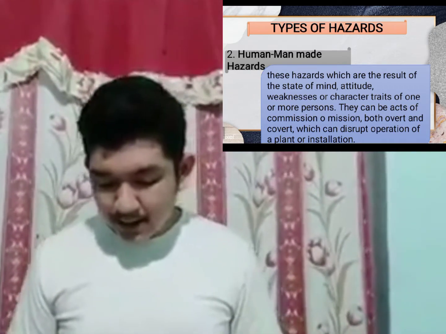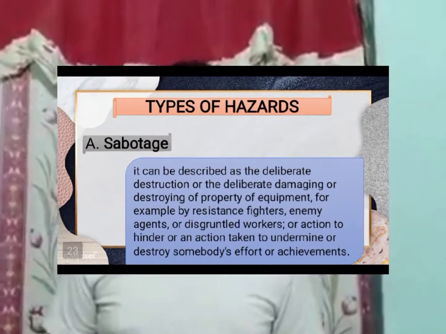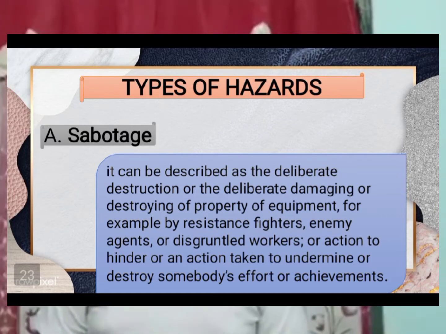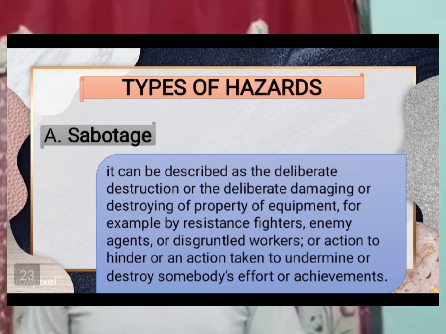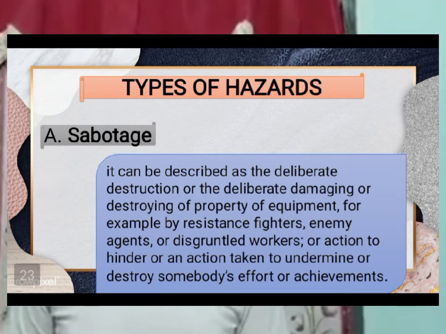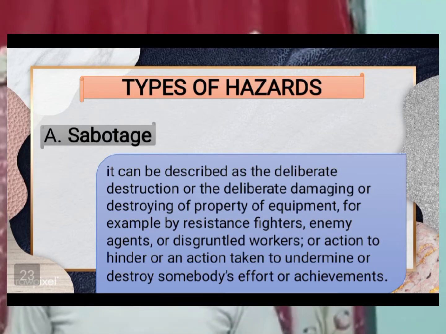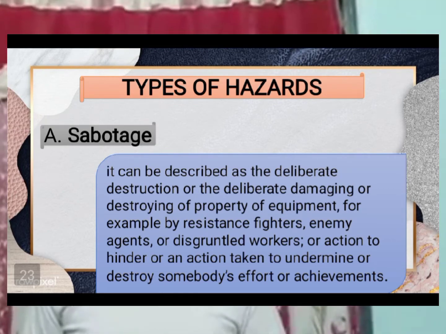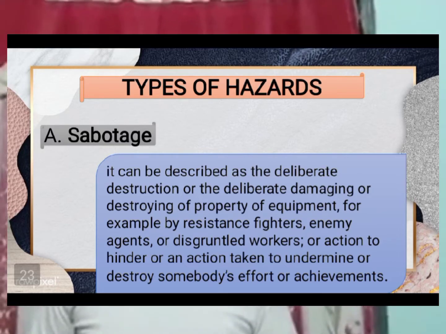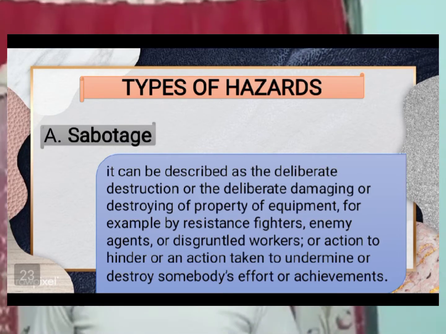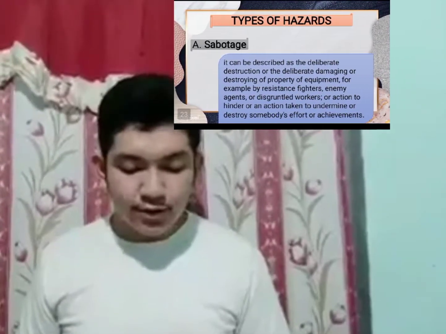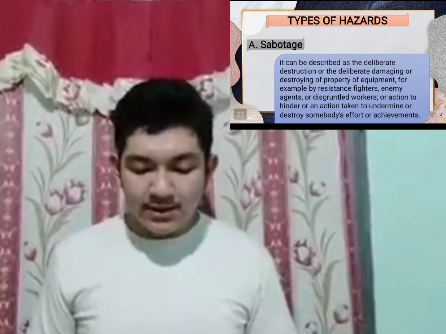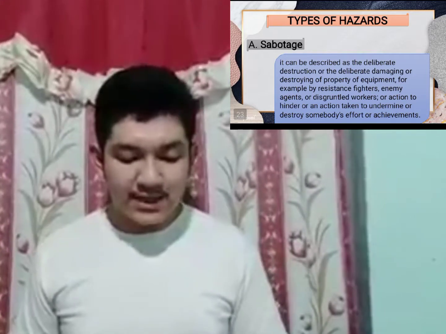So next is sabotage. Sabotage can be described as the deliberate damaging or destroying of property or equipment, for example, by resistance fighters, enemy agents, or disgruntled workers, or an action taken to undermine or destroy somebody's effort or achievements. So, sabotage is an intentional action against someone or against your enemy to prevent them from being successful.